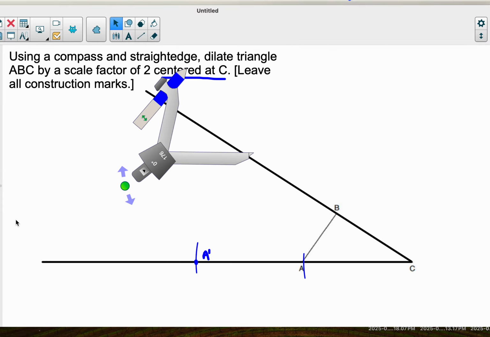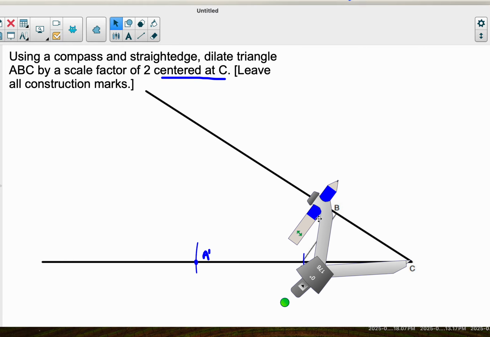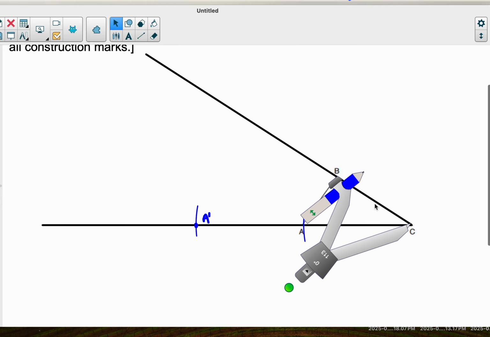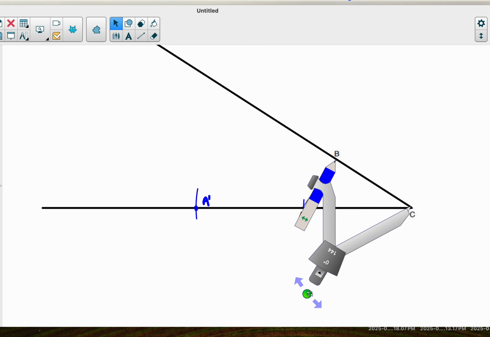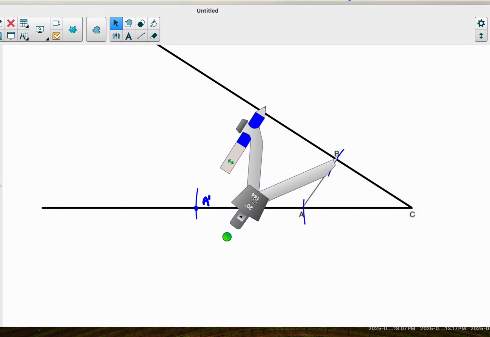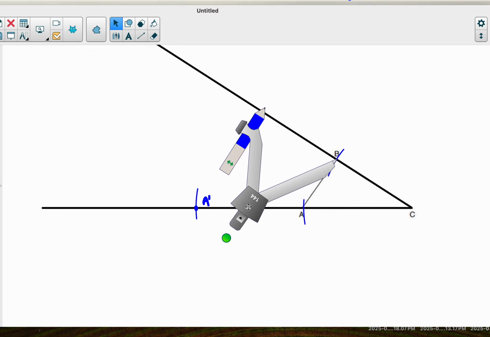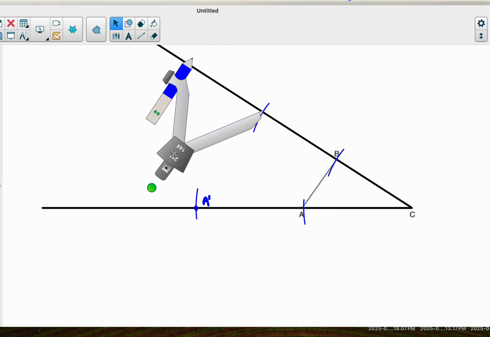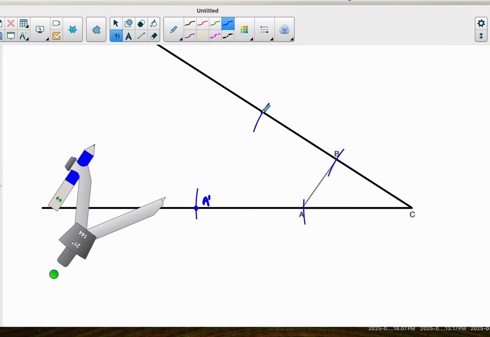Now we are going to find B prime. We're going to do the same process. We're going to put our compass on the center, and open up until we match up with B. Then I'm going to put an arc to show that I measured. That's the distance from the center of dilation to point B. Now we're going to use that measurement again to find point B prime. If you needed a scale factor of 3, you could use that measurement again, and so on for a scale factor of 4, but this is just asking for a scale factor of 2.